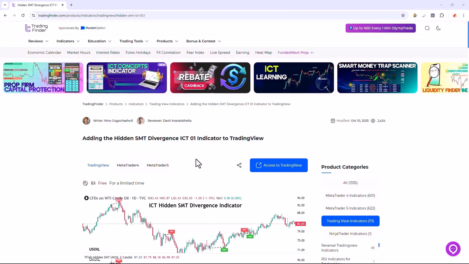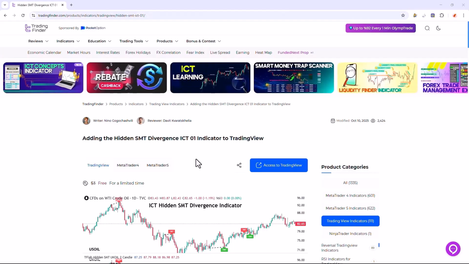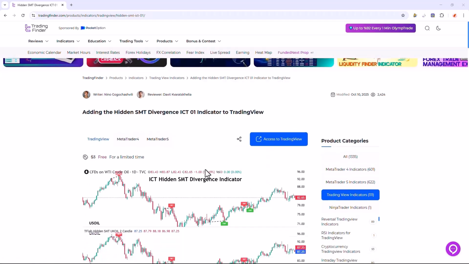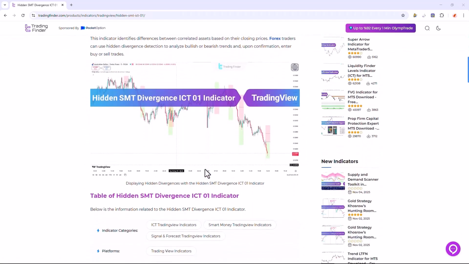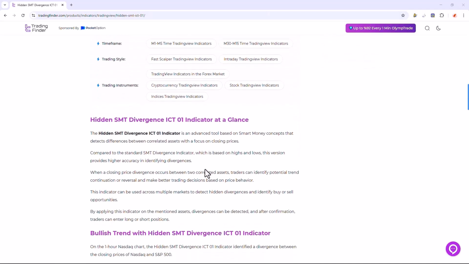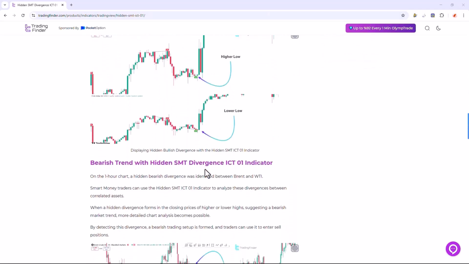Here we have the SMT Divergence ICT01 indicator, which is offered for various platforms on the Tradingfinder website. Traders can access the indicator on the TradingView website from this section, and to learn how the indicator works and operates, they can refer to this page.